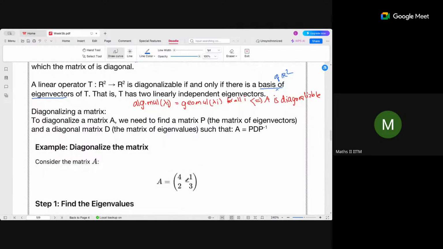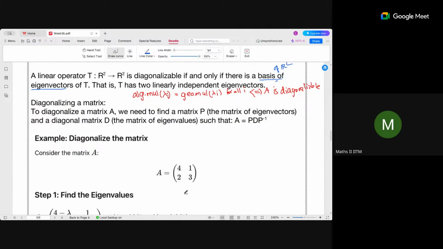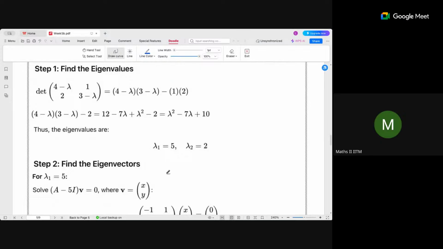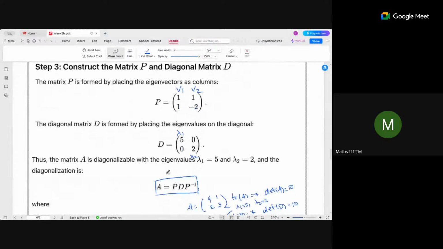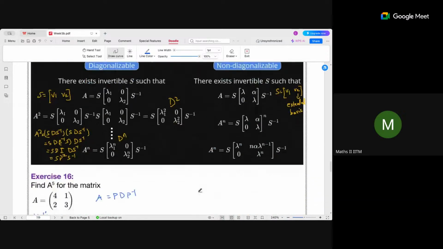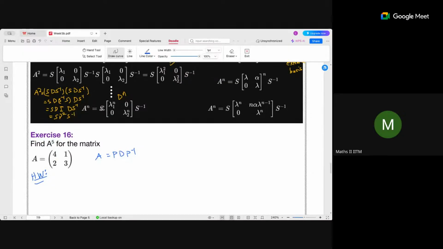So if we have a matrix A, we find the eigenvalues and eigenvectors. Once we have the eigenvalues and eigenvectors, we form the matrix P and D in this way. P is V1, V2 and D is lambda 1, 0, 0, lambda 2, and then you have A equal to PDP inverse. Okay, so these are the things we have covered, and based on this you can find A power n is equal to S D power n S inverse. So these are the things we have seen in today's session. Are there any questions?